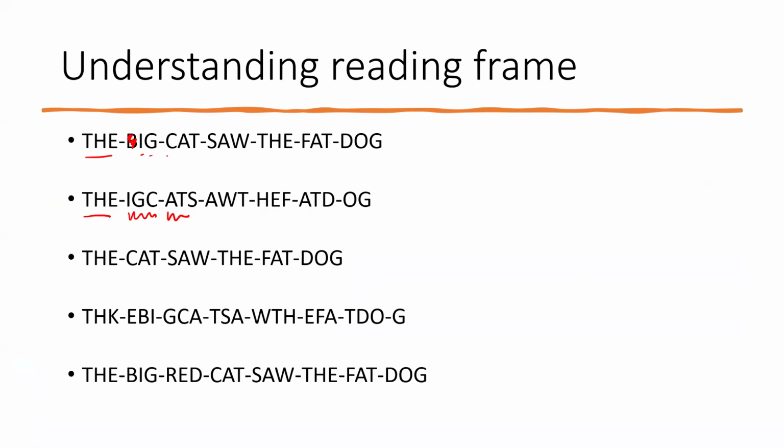Like, was it a red cat? Was it a fat cat? Was it a big cat? We don't know. But that's okay. The sentence structure is maintained. Okay, compare the original with this one. What did you see as the problem?